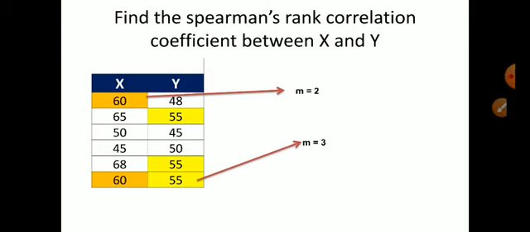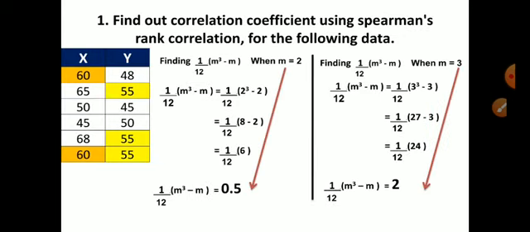I think you remember, whenever the m value is 2, you will be getting 1 by 12 (m cube minus m) as 0.5, and whenever the m value is 3, you will be getting 1 by 12 (m cube minus m) as 2. We'll just have a look at the same. See, I have already done similar calculations. I have calculated 1 by 12 (m cube minus m). Whenever the m value is 2, you'll be getting 0.5, and when the m value is 3, you'll be getting 2.